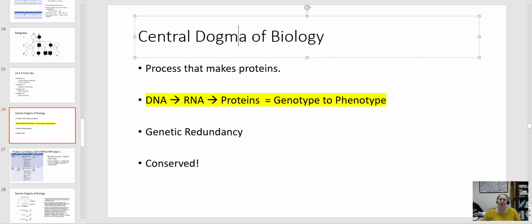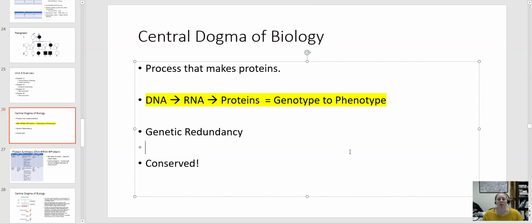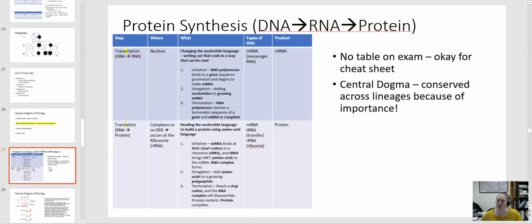Remember, the central dogma of biology is a core concept because it is conserved. We see genetic redundancy. We share amino acid sequences. Those codons code for the same amino acids, regardless of which organisms we are talking about, because they are so essential to the actual development of those proteins that they have to be kept conserved, and we have that redundancy built in. Again, no tables on the exam.